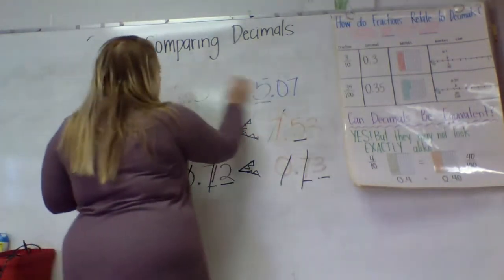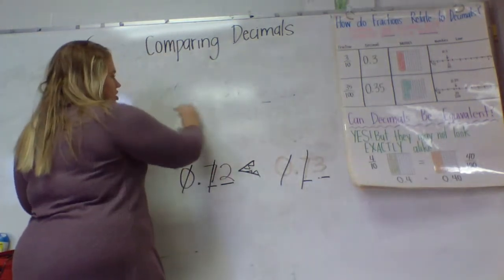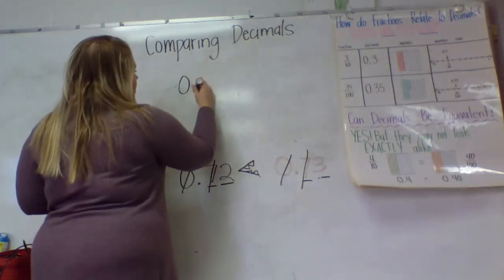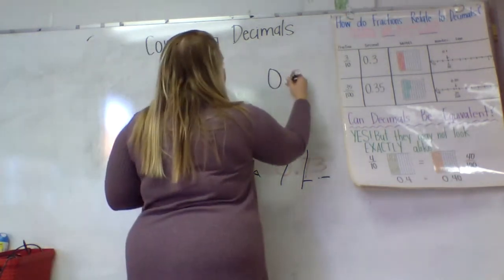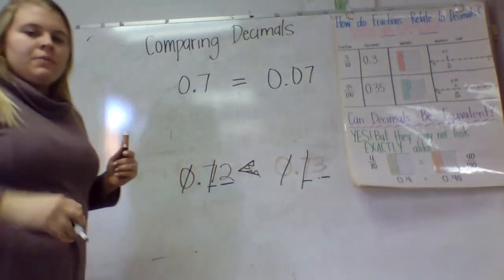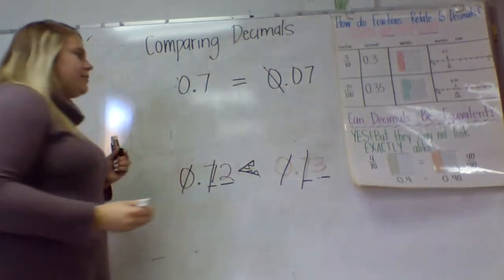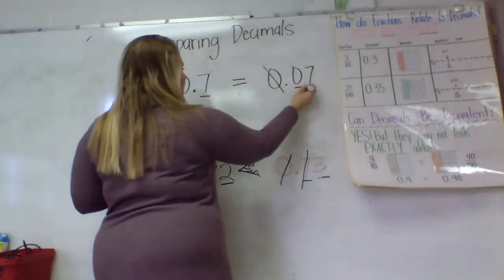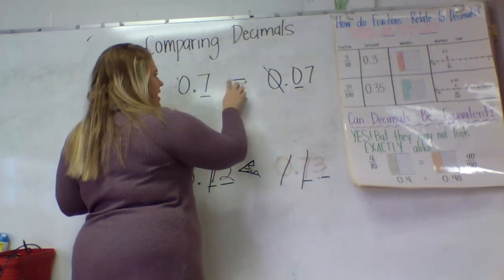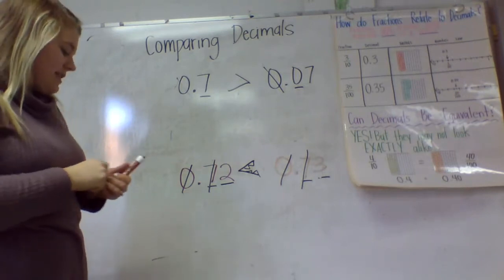When people start getting confused, I have noticed, is when we start trying to compare tenths to hundredths. So if I have 7/10 and 7/100, a lot of people want to say that they're equal. But are they? I look at my whole. My whole's the same, so it doesn't help me. Then I look at my tenths. Well, this one has 7/10. This one has 0/10. Well, I know 7 is bigger than 0. So 7/10 has to be bigger than 7/100.